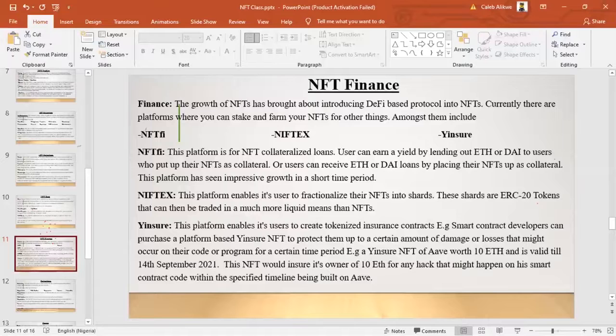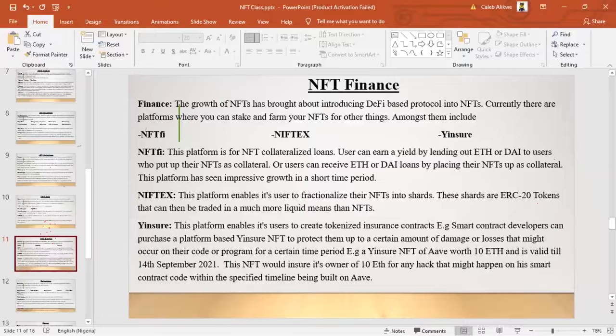So you could go to the platform with your NFT to get a loan of Ethereum or DAI to do something else. And if you're unable to pay back, your NFT will be transferred to the person who gave you the loan. Also, users can receive Ethereum or DAI loans by placing their NFT as collateral. And the platform has received a large amount of volume in a short time period.